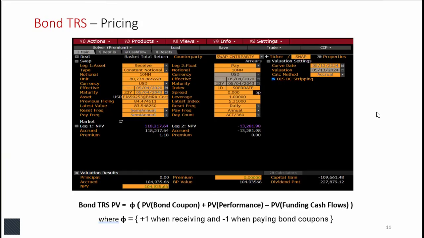Right. So if we look at an example in Bloomberg again. In this case, we've got a constant notional of 10 million US dollars. I believe this is the Apple bond again. We look at the three components for when there's no default, and then we'll look at the default case at the end. So for the Bond TRS PV, the three components we need to look at are the PV of the bond coupon, the PV of the performance, minus the PV of the funding cash flows, which is the second leg. And then we have this phi indicator function here. We have +1 when we're receiving and -1 when we're paying the bond coupons. And we just need to flesh out how to evaluate each of these components, which we'll do next.